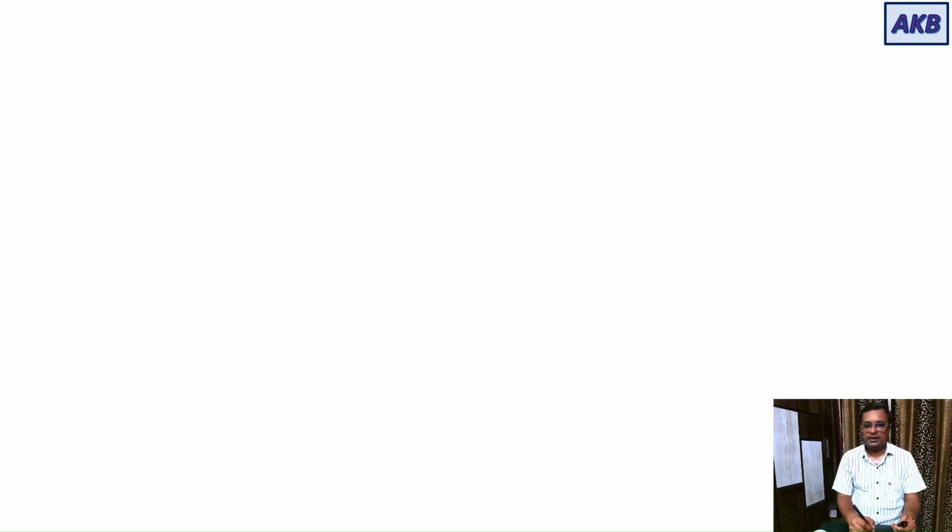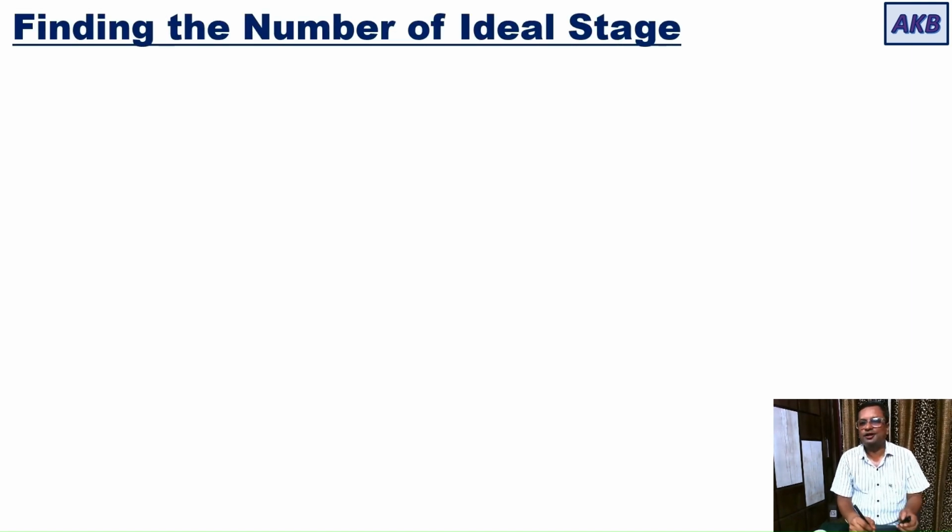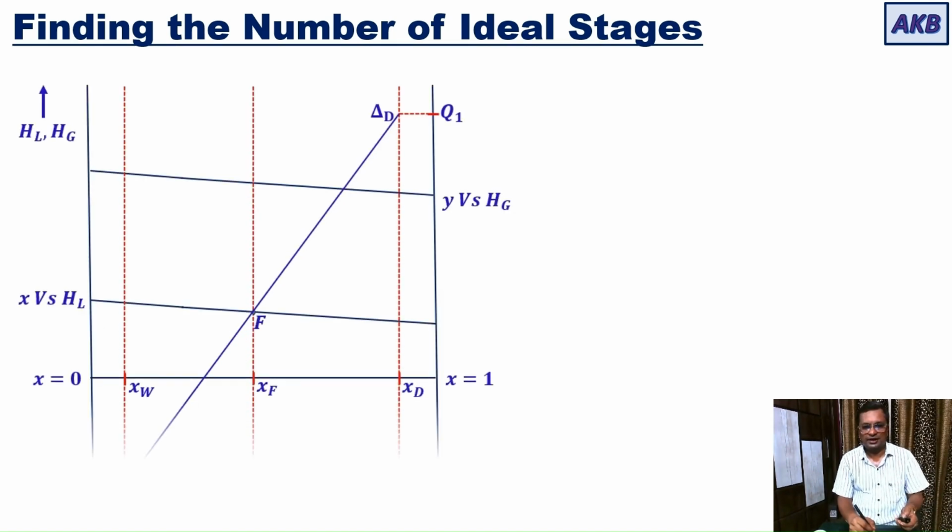Okay, so after plotting the enthalpy concentration diagram and then the distribution diagram, next, let us know how to find the number of stages. We will be getting number of ideal stages. So let us know how to find those number of ideal stages. For that, we will be using the enthalpy concentration diagram, which we have just plotted with all the points shown.